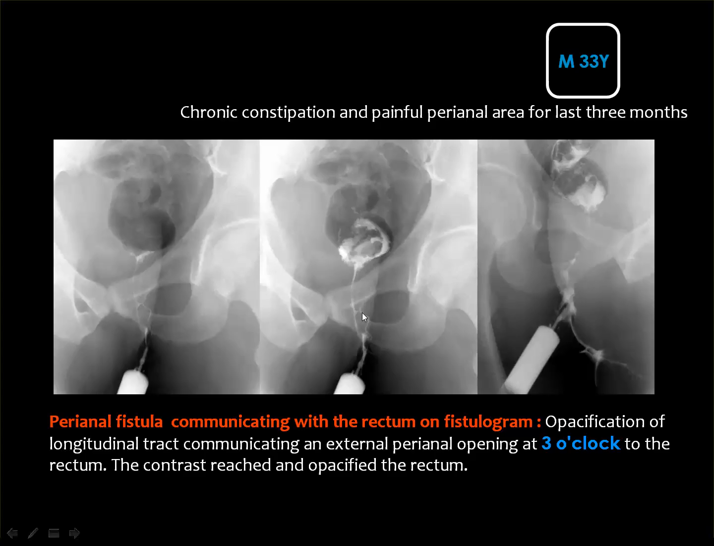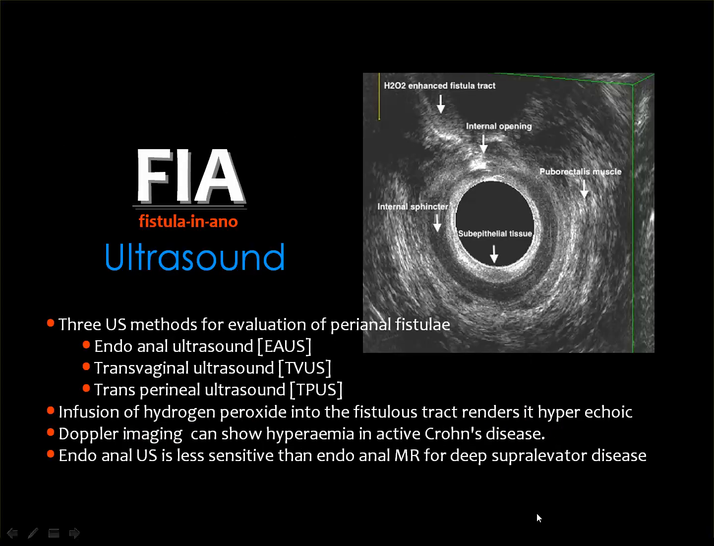the connection of the fistulous tract to the anal canal at the 3 o'clock position, with delineation of the anal canal and rectum above. Then ultrasound is also one of the techniques that can help in the diagnosis of anal fistula, and there are 3 methods for ultrasound: the endoanal, the transvaginal, and the transperineal ultrasound. Sometimes they infuse hydrogen peroxide into the external fistulous opening, which will lead to hyperechogenicity inside the fistulous tract.